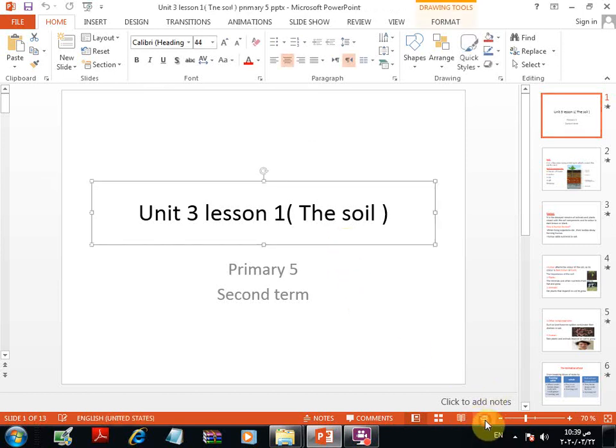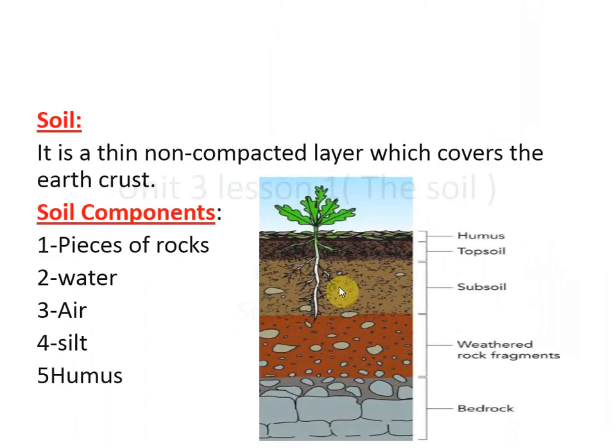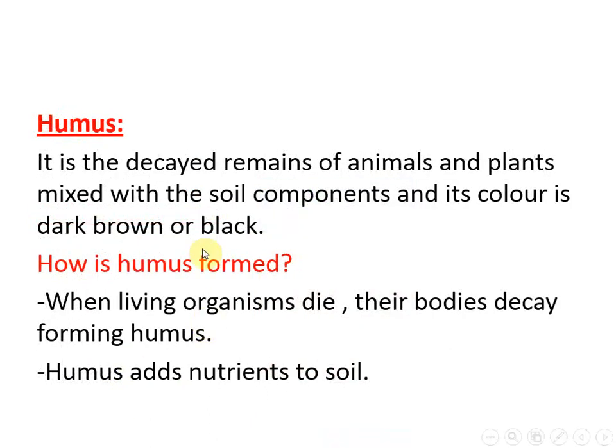What is the meaning of soil? Soil is a thin, non-compacted layer which covers the earth's crust. What are the components of the soil? It contains pieces of rocks, water, air, salt, and humus. What is the meaning of humus?